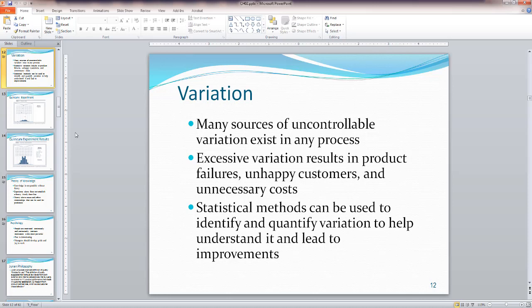So there's common cause, which is inherent to the process, which happens all the time. We're just trying to control it. And then we have assignable cause or special cause variation, which is an impactor external to the process that causes something within the process to go awry. So we see a big change in the process because something external impacted the process.